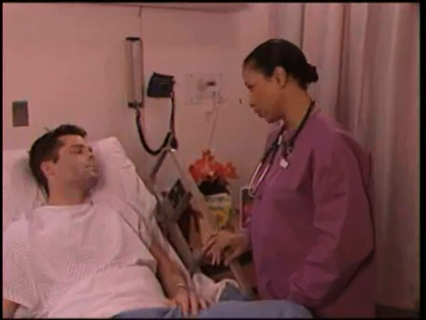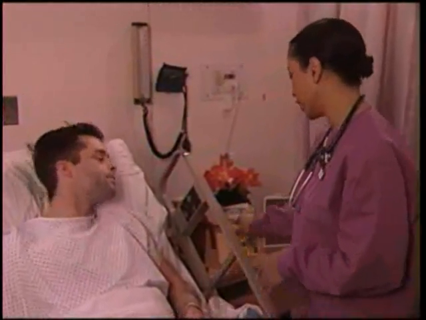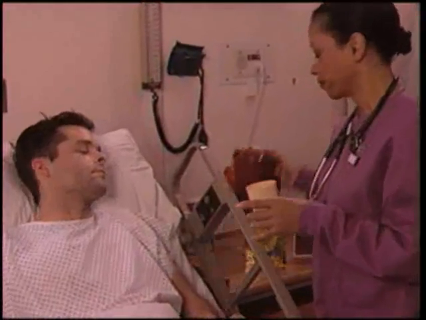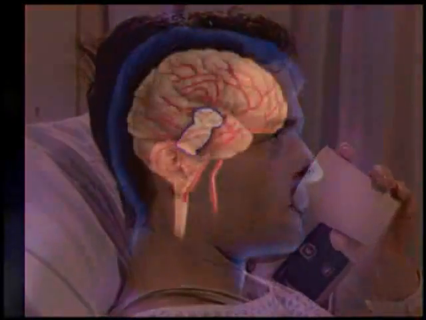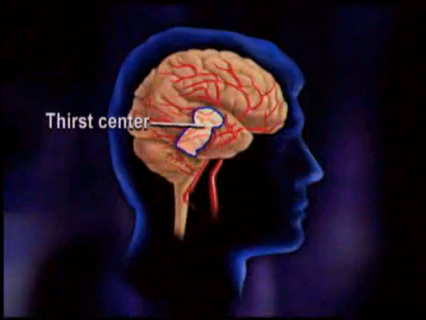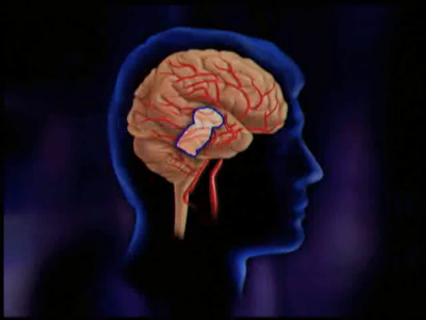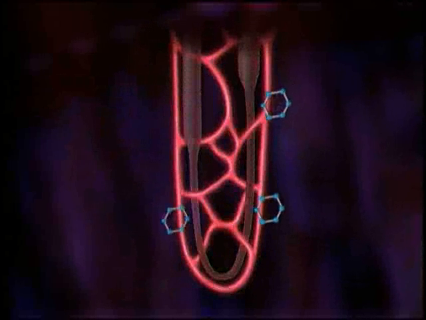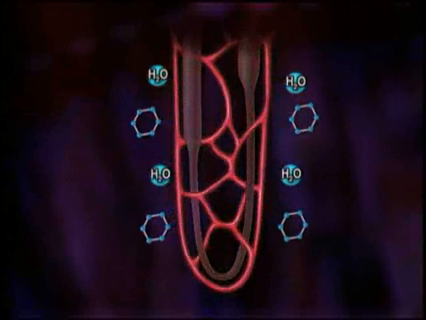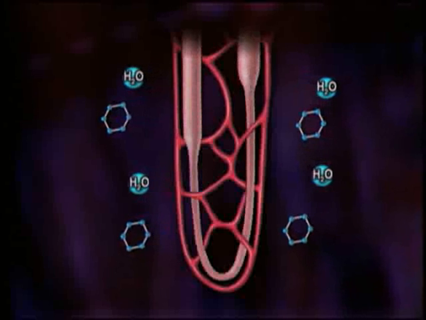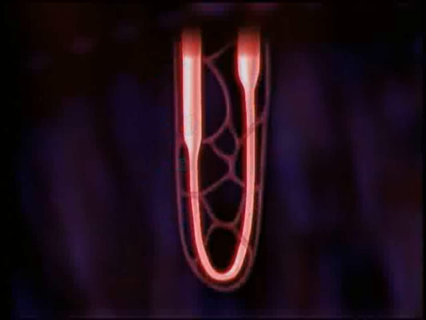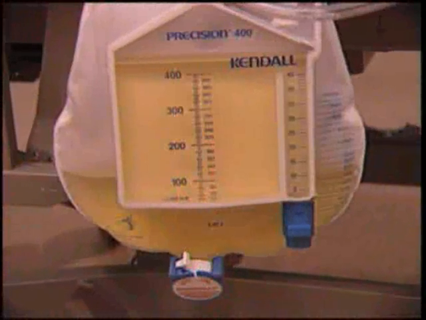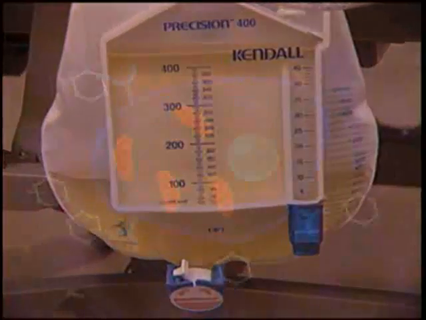Polydipsia results from dehydration. As excess water is excreted in the urine, the fluid volume decreases. Then the brain's thirst mechanism alerts the patient to drink more fluid. Polyuria results from osmotic diuresis. As the blood glucose level rises, the kidneys try to compensate by excreting glucose into the urine. Because glucose is a large molecule, it pulls water with it. This produces large amounts of dilute urine.